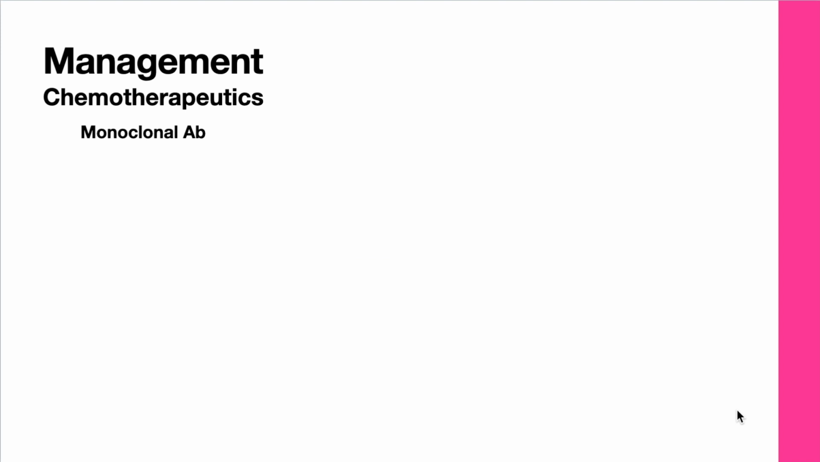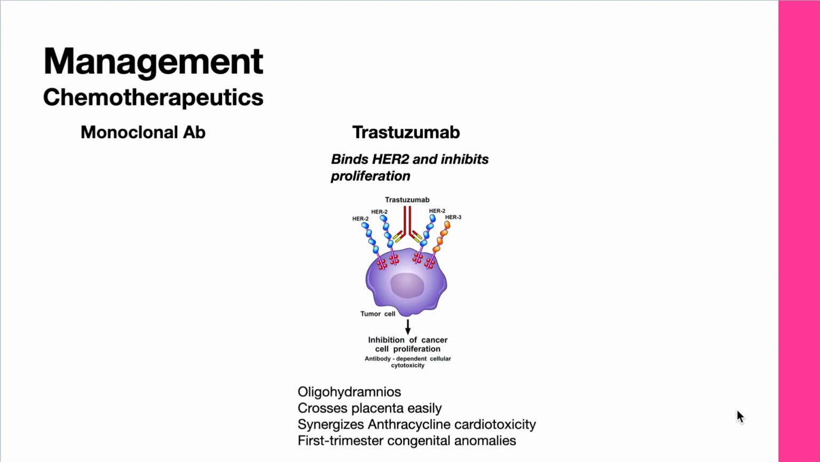And then jumping next would be the monoclonal antibodies. The main one really is trastuzumab. There are a few other ones, there are a few VEGF agents and stuff like that, but really trastuzumab is the one I want to focus on right now. And this is one that binds to HER2.